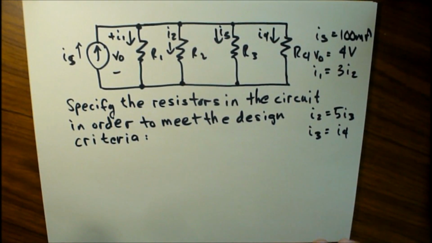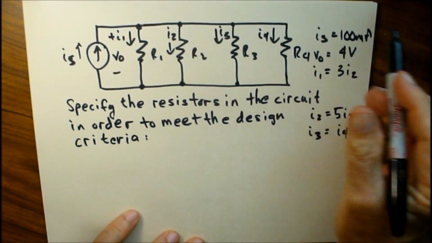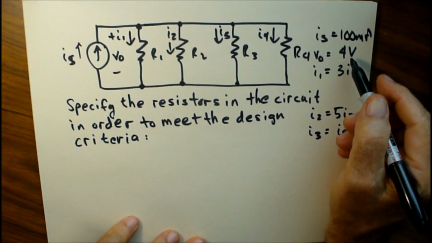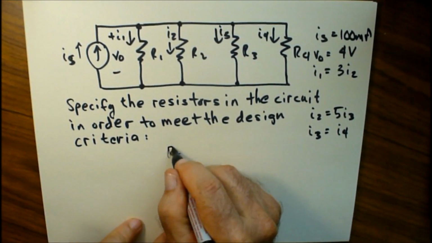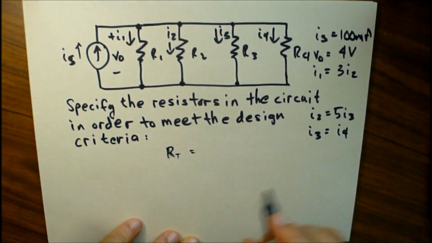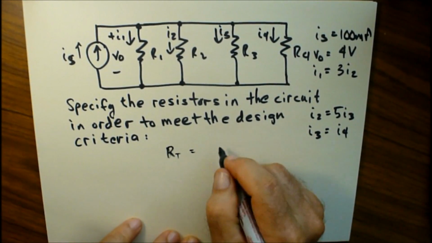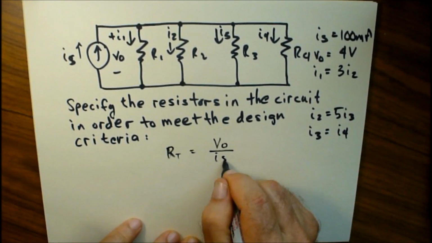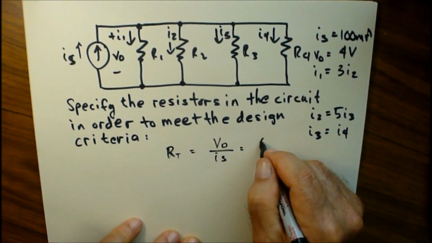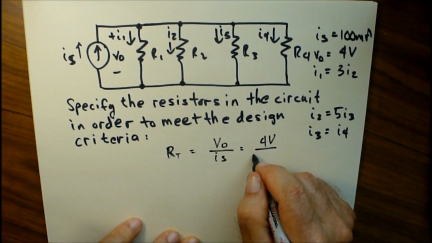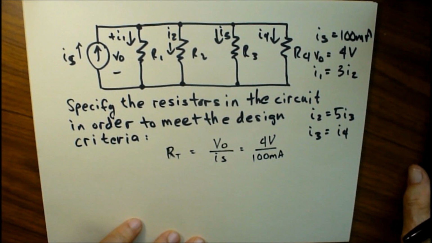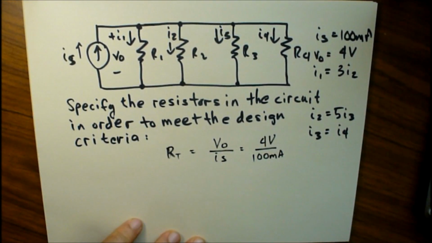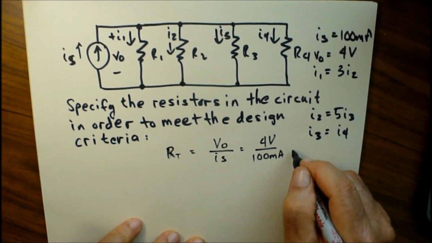In order to solve this problem, we're given a big hint right up front. First off, we're told that V0 is equal to 4 volts. That's going to give us the total resistance. So RT is equal to V0 over I sub S, the supply voltage, which is pretty straightforward. So 4 volts divided by 100 milliamps, which is I sub S, the total current supplied, and that's going to come out to 4 divided by 0.1, which is going to be 40 ohms.